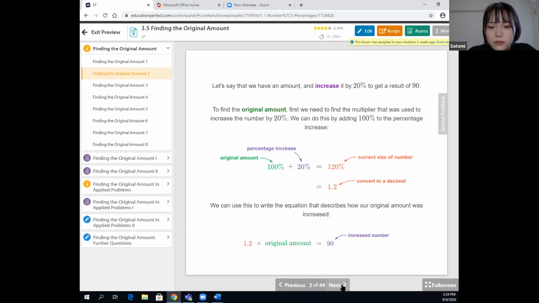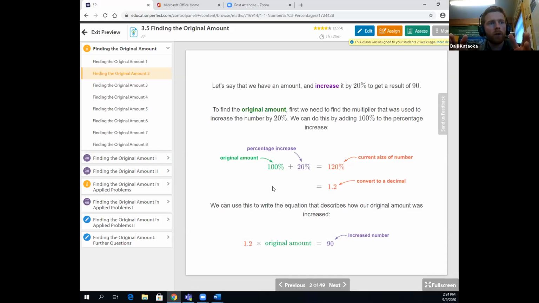So I'll just read through this and then we can do some questions on the Word document. It says to find the original amount, first we need to find the multiplier that was used to increase the number by 20%. We can do this by adding 100% to the percentage increase. So the original amount is 100%. Do you agree? You understand that? You've increased by 20%. So your new amount, which is 90, is 120% of the original amount.